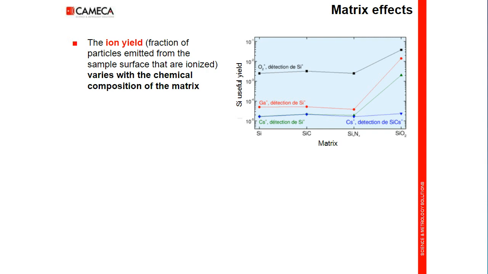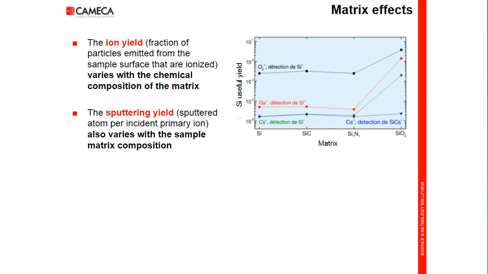Note that the sputtering yield, sputtered atoms per incident primary ion, also varies with the sample matrix composition. So for a multi-layered sample, the sputtering rate is expected to be different for each layer.